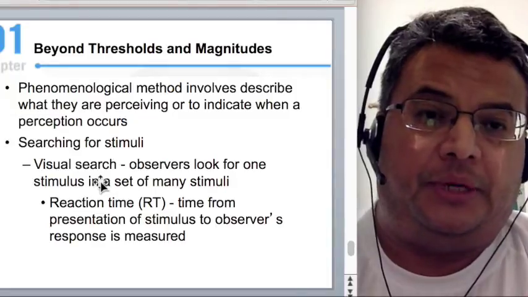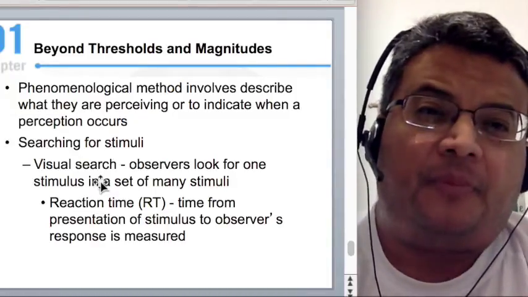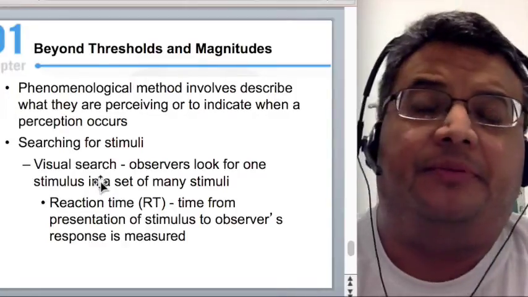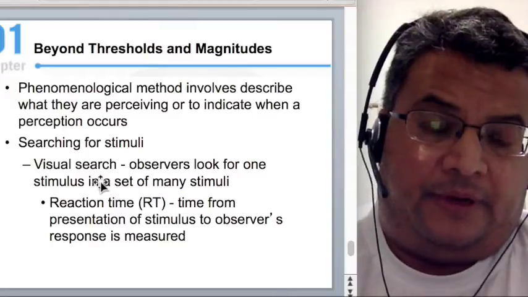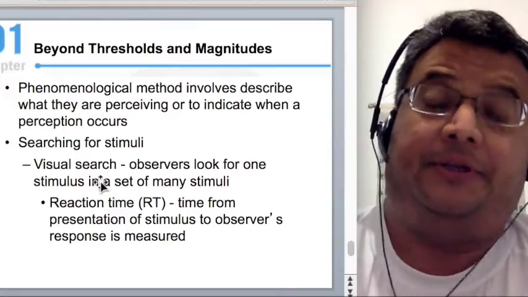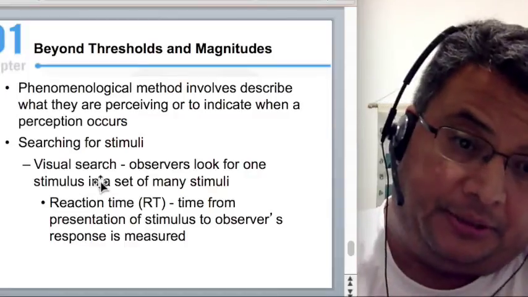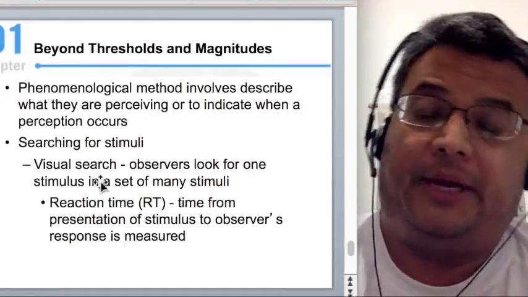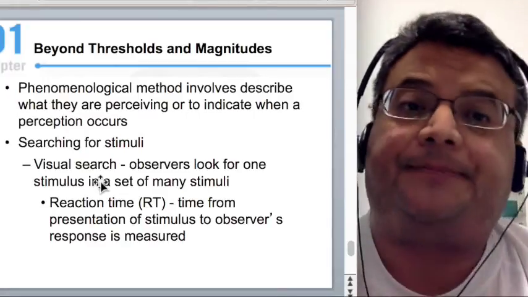Another thing: thresholds and magnitudes are ways that we use to assess the capabilities of the sensory systems of different critters, right? So for us, for example, we've done more than 100 years of research on determining the thresholds and magnitudes that we can estimate of sight, sound, smell, taste, all those things.